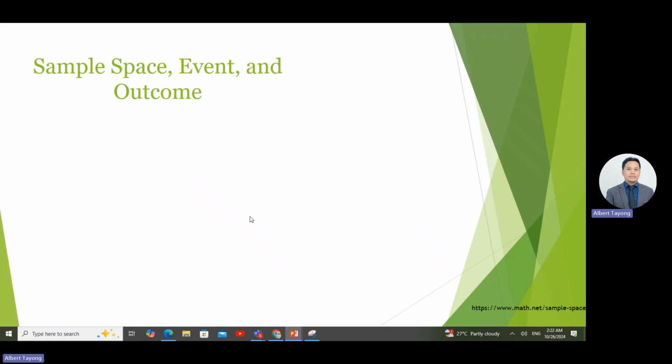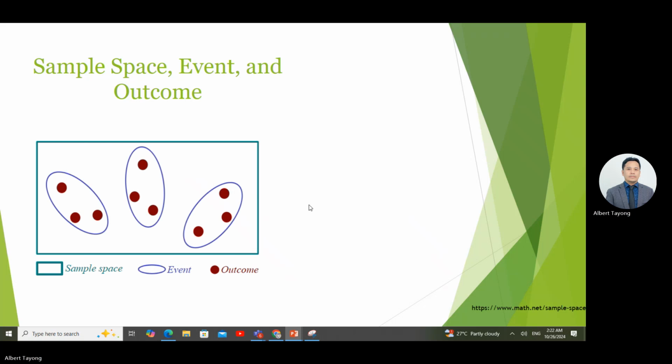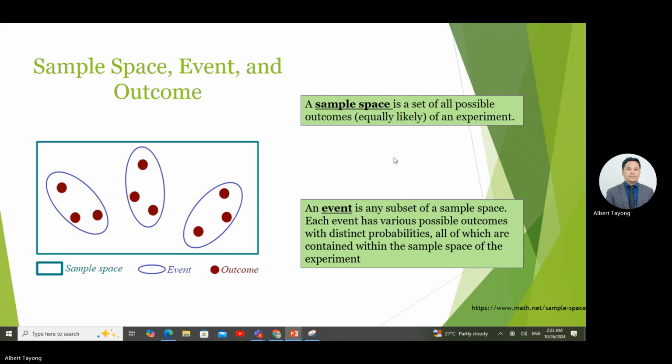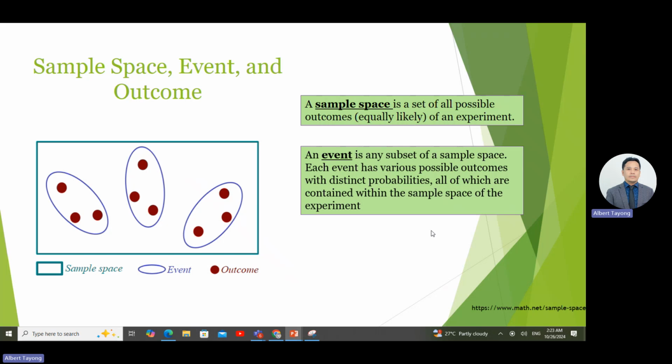So let's talk about sample space, event, and outcome. Looking at a diagram below, you can already tell what is a sample space, what is an event, and what is an outcome. The sample space actually contains the whole rectangle. Everything inside the rectangle or the box here is part of the sample space. In set theory, it is called the universal set. It is a set of all possible outcomes, equally likely, of an experiment, because we talk about random events or random phenomena. An event is any subset of a sample space.